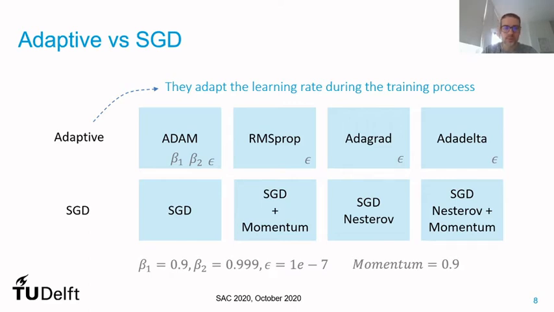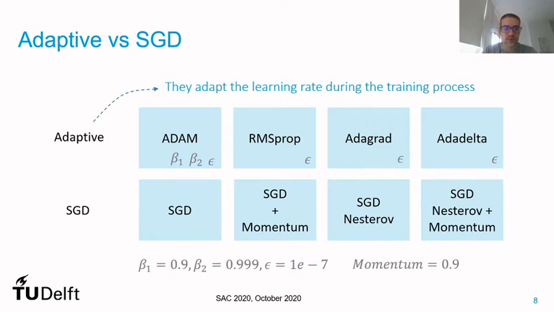These optimizers basically adapt the learning rate during the training process. For example, ADA-grad will adapt the learning rate according to the features of the data. And different optimizers will also require different parameters, for example beta 1 or 2. These parameters can also be provided by the user, but we set these parameters to the default values from the TensorFlow library.